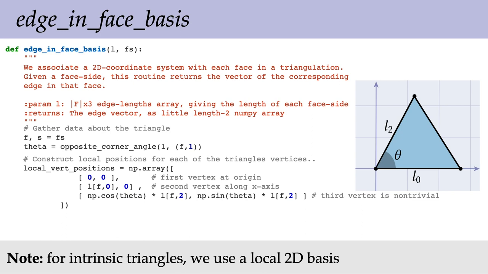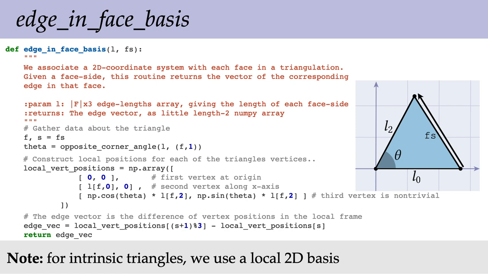It turns out for our algorithm, what we need to know about this coordinate system is the vector of some edge or some face side of the triangle. And that's what this routine will actually return. So we can just take the difference of two vertex positions in this little local coordinate frame that we've established and use that to return the vector along this edge. So again, what's really happening here is that we want to work with vectors inside of triangles, and the way we're going to do that in the intrinsic setting is just by defining a little mini 2D coordinate system local to each intrinsic triangle.